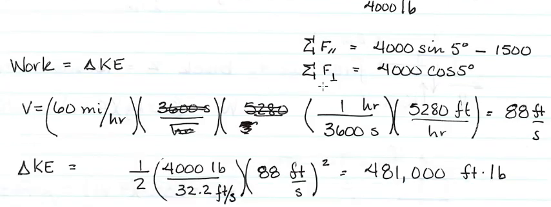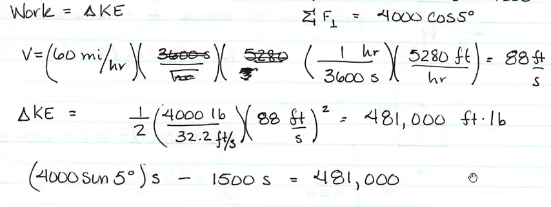My change in kinetic energy is 1/2 the mass. I've got to account for the fact that I was given the weight, not the mass, so that is going to have to be divided by my acceleration due to gravity in feet per second squared. We plug in our velocity, and my change in kinetic energy is going to be 481,000 foot-pounds. Remember, when we're dealing with energy in the English system, we're dealing with foot-pounds.